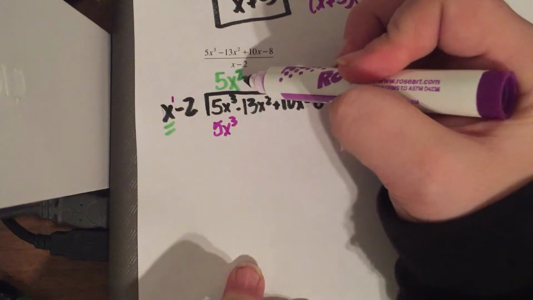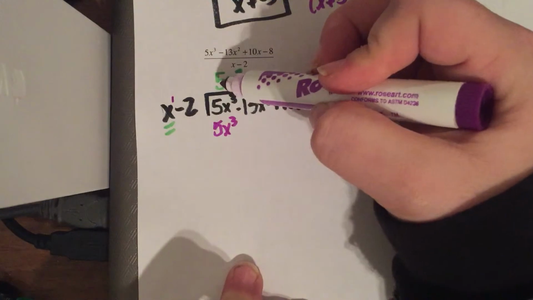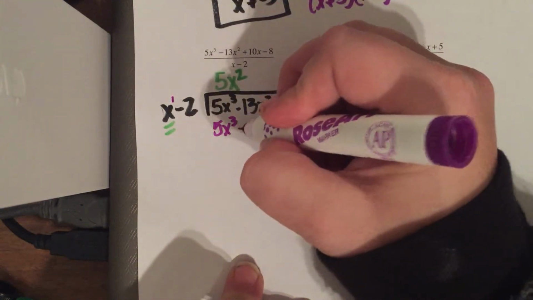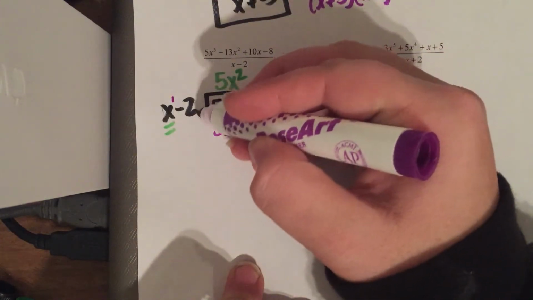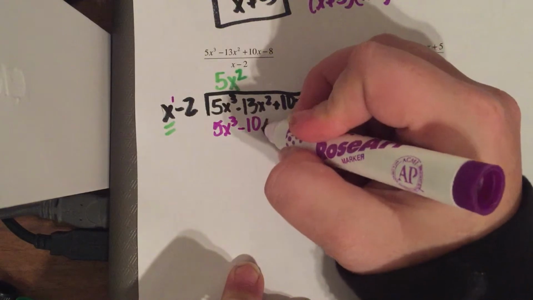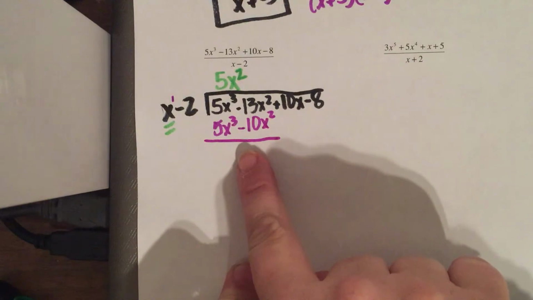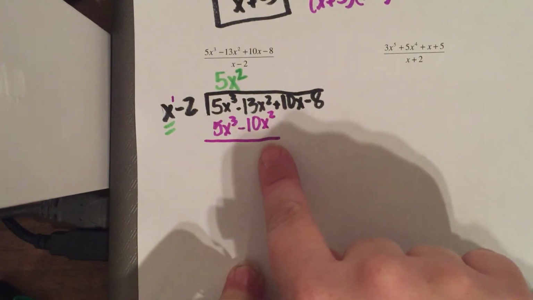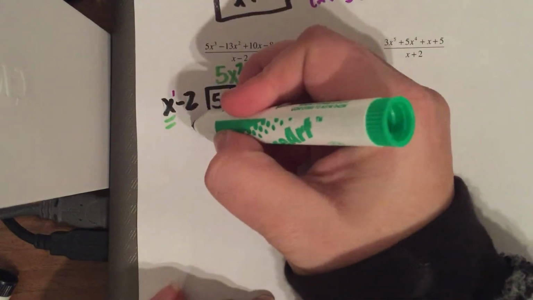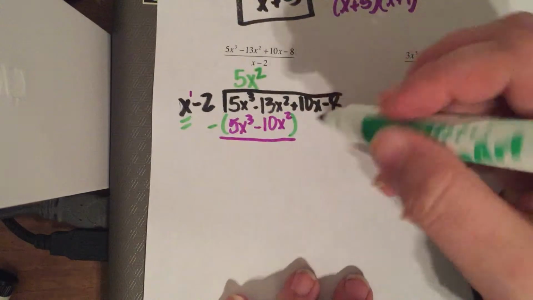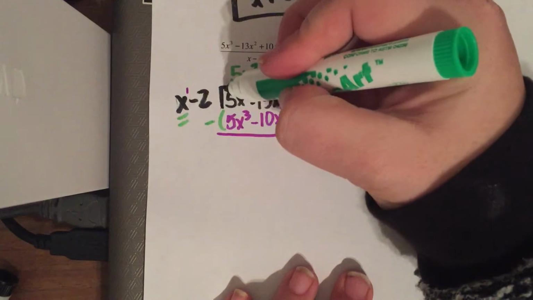Okay, now I've got to multiply this one. 5x squared times negative 2. So 5 times negative 2 is negative 10. And then x squared, I don't have an x term over here, so I'm just going to have to bring down that x squared. Now, as you remember, when we've got our terms lined up, we're going to have to do some subtraction. So 5x to the third minus 5x to the third, well, those terms are going to cancel.